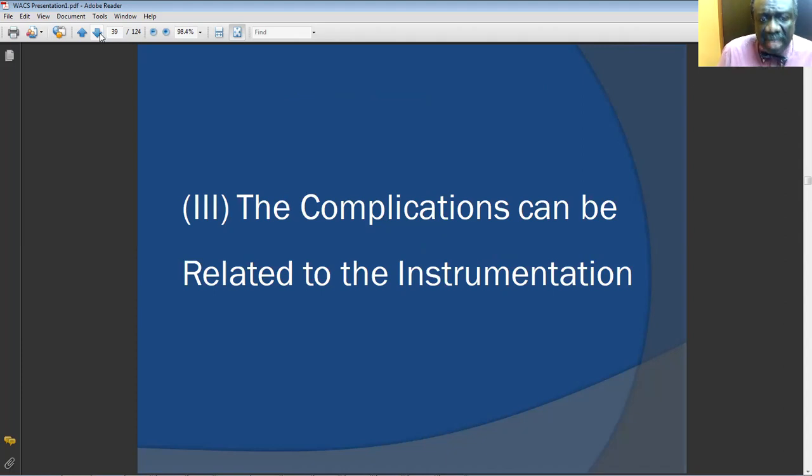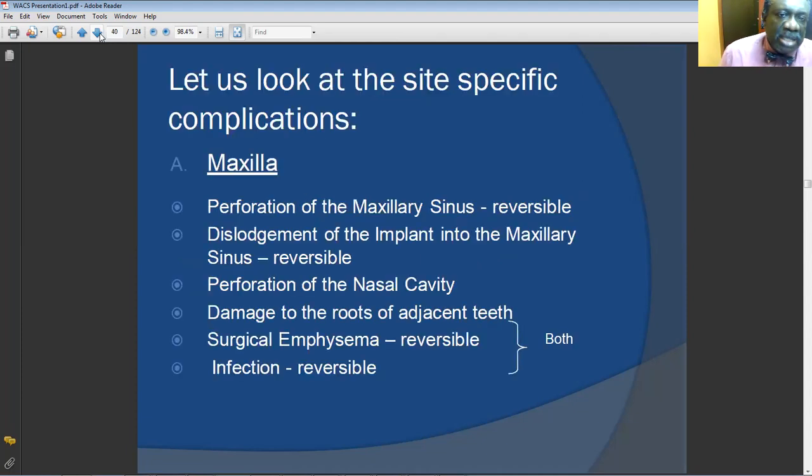The complication can be related to instrumentation, and I will say to you that one of these complications relates to damaging of the cortical bone or fracture of the pilot drill in the bone, and so on and so forth. So let us look at the site-specific complications.